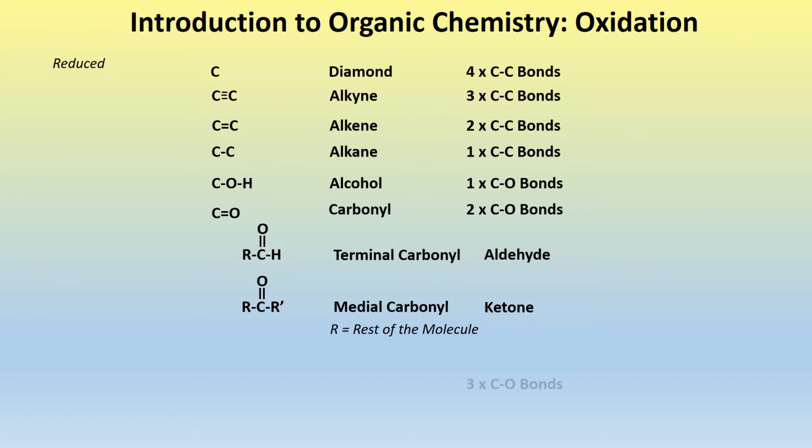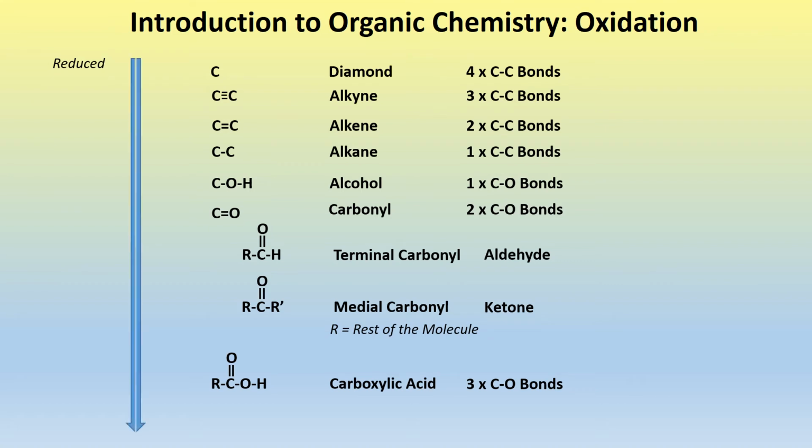After 2 carbon-oxygen bonds would come 3 carbon-oxygen bonds. Since oxygen can only form 2 bonds, you would need a second oxygen. So you get a C double bond O with an OH also attached for 3 carbon-oxygen bonds in what is known as a carboxylic acid. Finally, the most oxidized state of carbon has 4 bonds from carbon to oxygen, 2 carbon-oxygen double bonds, and is carbon dioxide.